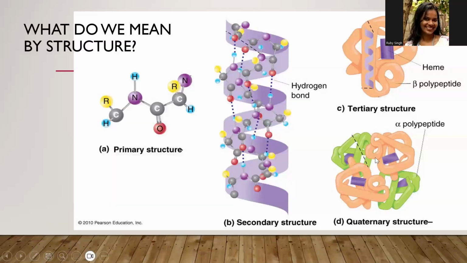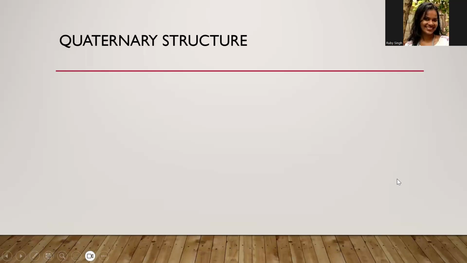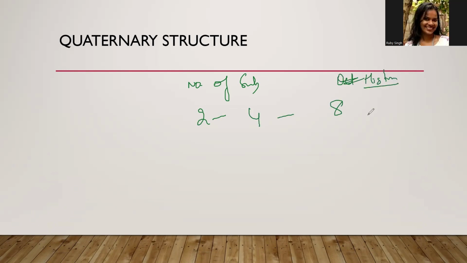Now we have got the quaternary structure. The quaternary structure is nothing but the arrangement of two or more polypeptides or domains coming together to form a complex protein. Now it varies in the number of subunits. It can have two or it can have four. Sometimes it can be eight, for example in the case of histones, you must have studied it is having the octamer, right? So eight subunits are coming together. In the case of hemoglobin, we have got four subunits.